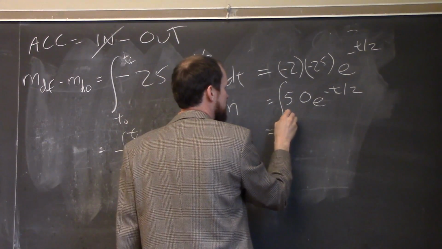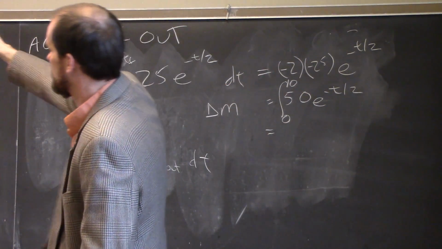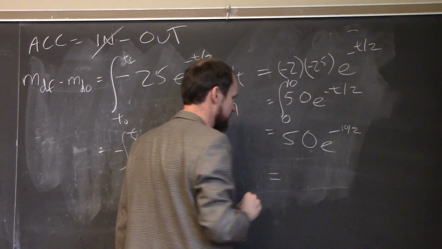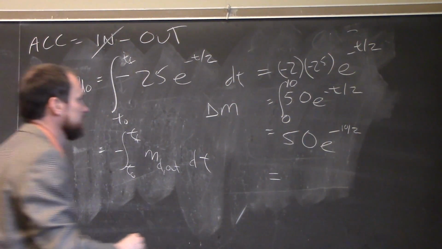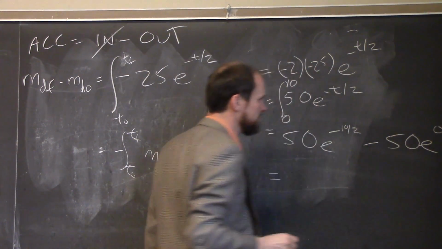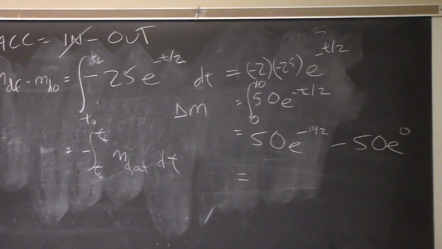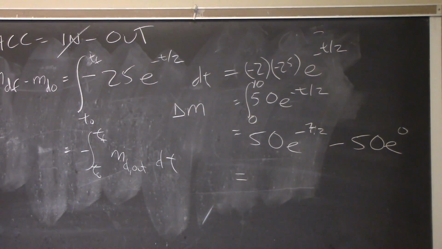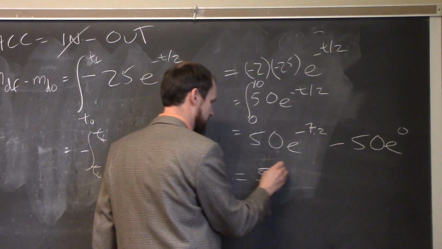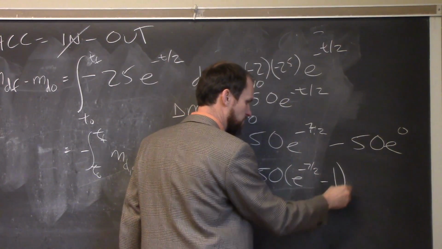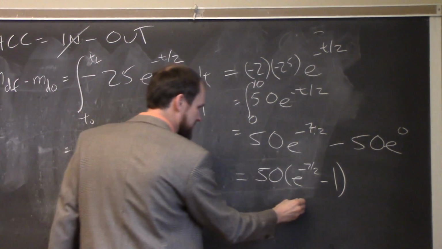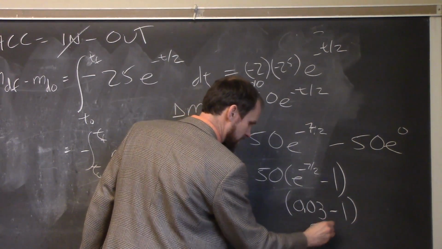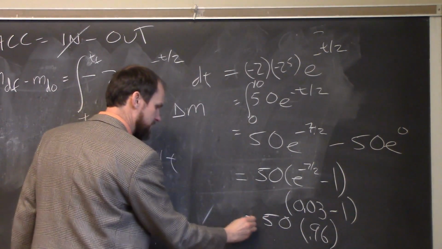We integrate from time 0 to time 10 days, if I call that days, so I get 50 e to the minus 10 over 2, e to the minus 5, minus 50 e to the 0. It's 7, not 10, a week. Thank you. I wish I had 10 days in a week. Okay, 7. So 50 times e to the minus 7 halves minus 1. And e to the minus 7 halves is 0.03. Minus 1 means 0.96 times 50 is the change in mass.